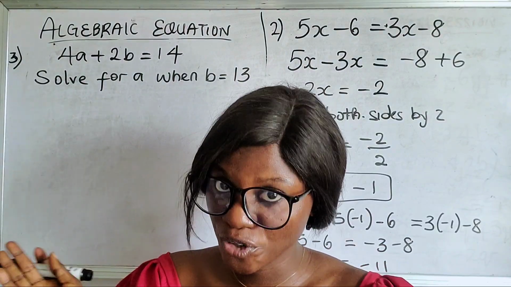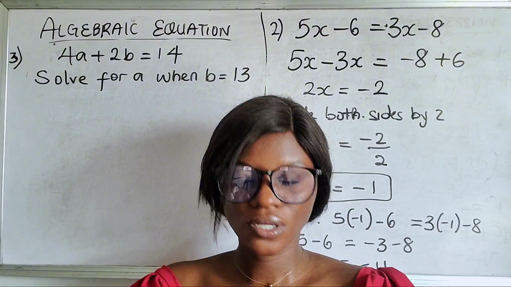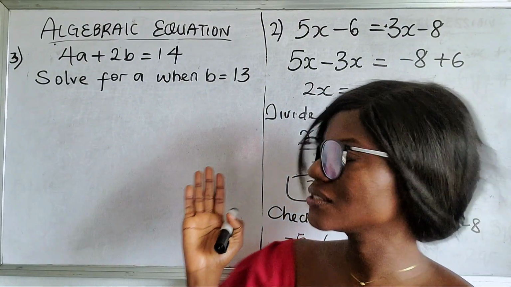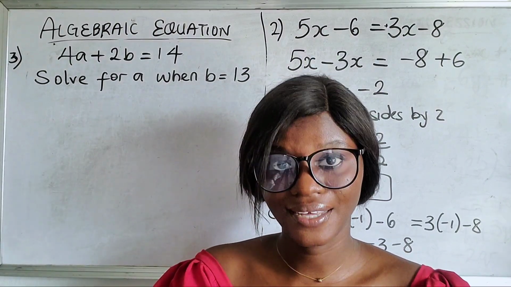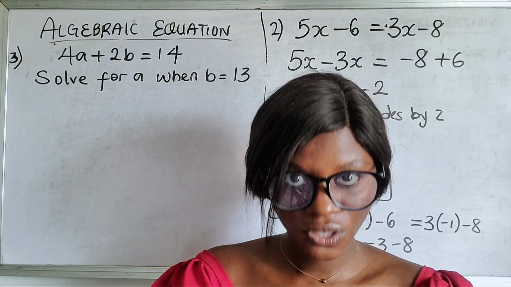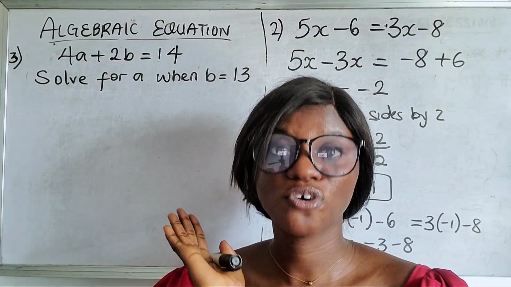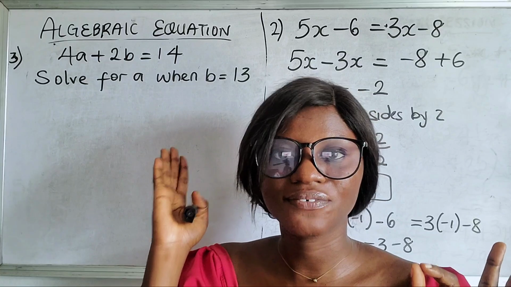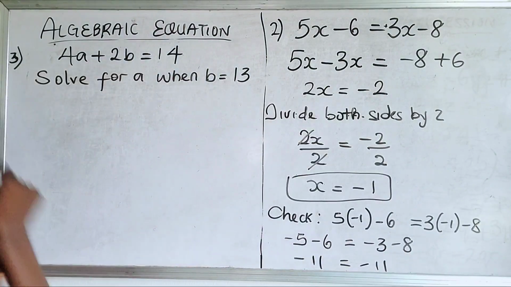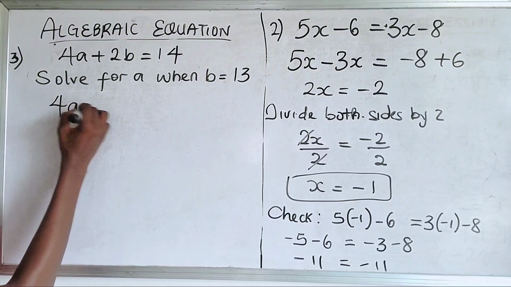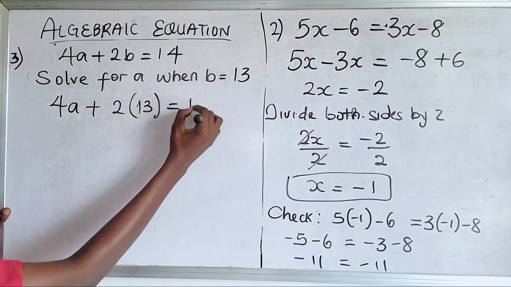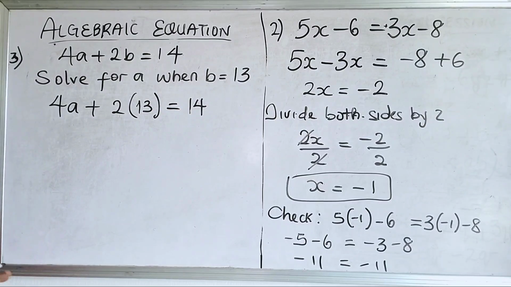A and B are your variables, right? Good. If you do not understand, check our previous videos so you can get what we're saying. So now we're asked to solve for A, meaning we need to find A. We need to make A subject of formula when B is 13. So we're going to substitute the value of B, which is 13, in our given algebraic equation. Does that make sense? Let's do this. So you have 4a plus 2b, where b is 13, equals 14. Do you see? That was just smooth.